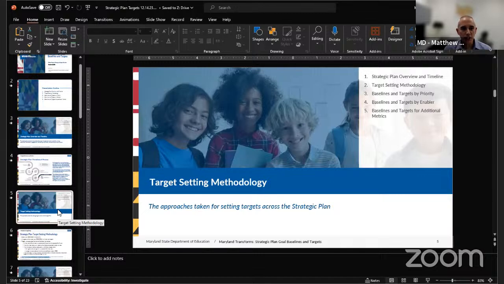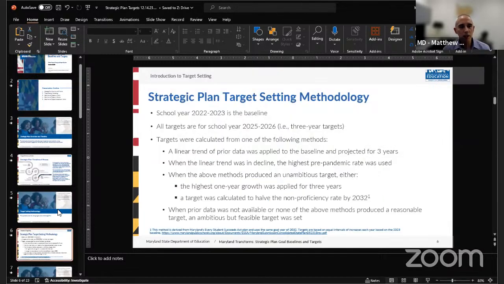Now, the methodology is a little complicated, but first off, as I mentioned, we're using the last school year as the baseline for almost all, I say all but one measure. And then we're setting 3-year targets so that, except for that one measure, which I'll point out, the targets are for the school year 2025-2026. Now, how do we set the targets?